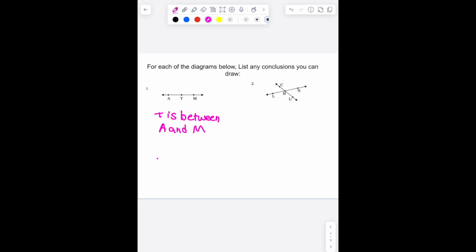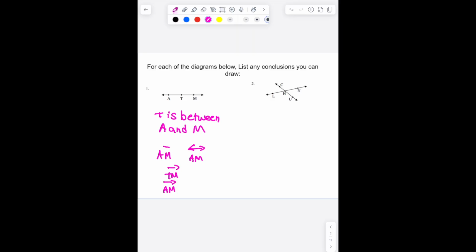We can also put that we have line segment AM. We can also put that there are rays. For example, we have ray TM. We have ray AM. You can write that we have line AM, lots of conclusions that you can draw here, but you cannot say for certainty that T is in the middle of AM. So you do not know that AT is congruent to TM.